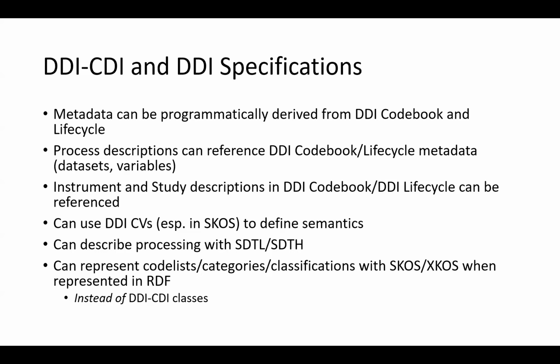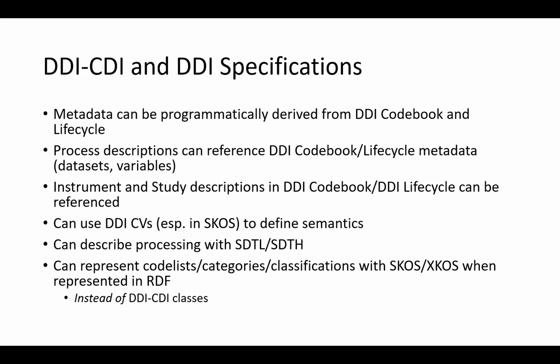Instrument and study descriptions in Codebook and Lifecycle can be referenced from CDI as appropriate, because we don't have a place to put that information. The point is to use those standards where that's already stored. The DDI controlled vocabularies are in SKOS, and CDI is designed to work well with SKOS. The idea that you would use those CVs to define semantics is entirely in line with the design. And this is true also, of course, of DDI Lifecycle. So it's no different than that, but that compatibility is certainly there.